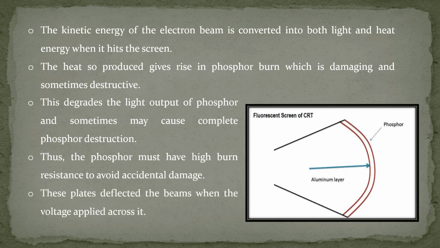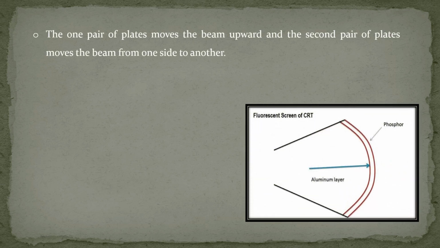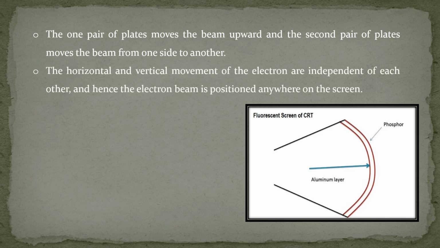These plates deflect the beam when a voltage is applied across them. One pair of plates moves the beam upward, and the second pair of plates moves the beam from one side to the other side. The horizontal and vertical movements of the electron beam are independent of each other, and hence the electron beam can be positioned anywhere on the screen.